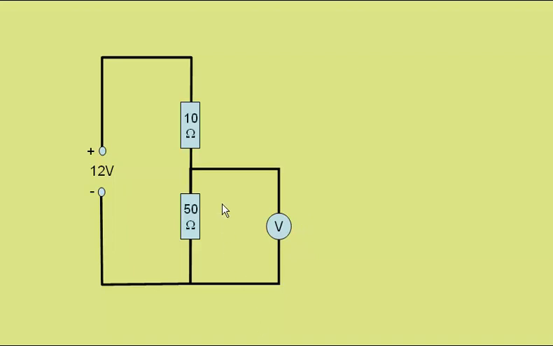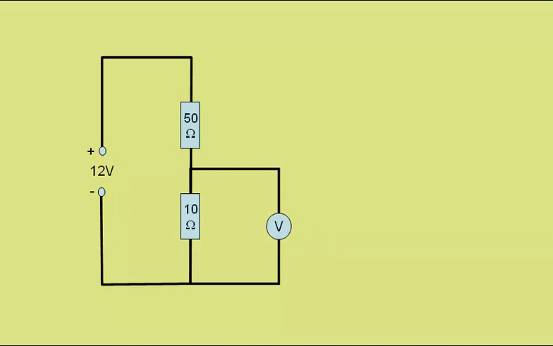Picking values of 10 ohms for the top resistor and 50 for the bottom resistor, now the voltmeter will read 5 times the potential difference across this resistor as we have across this resistor. So this will take 5/6 of 12 volts, while this one takes 1/6, and so the voltmeter will now read 10 volts.